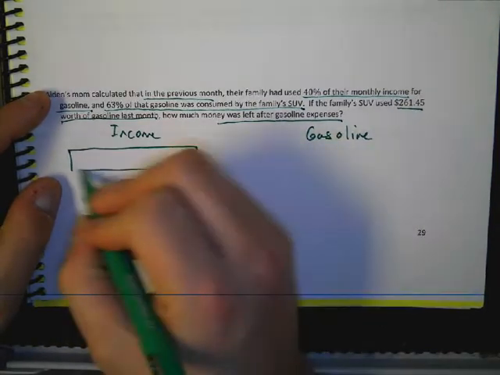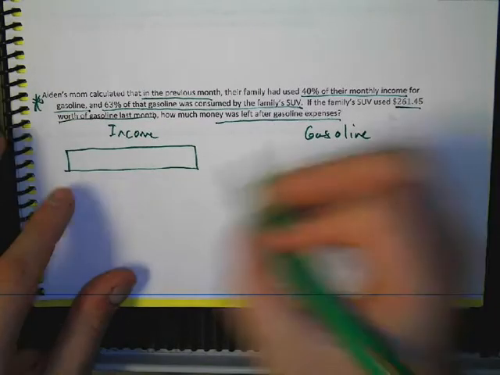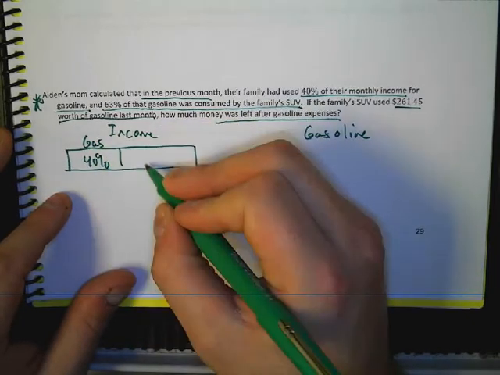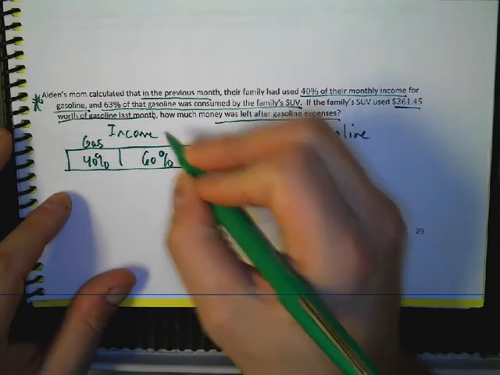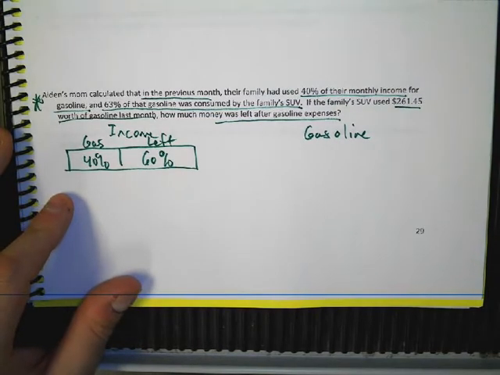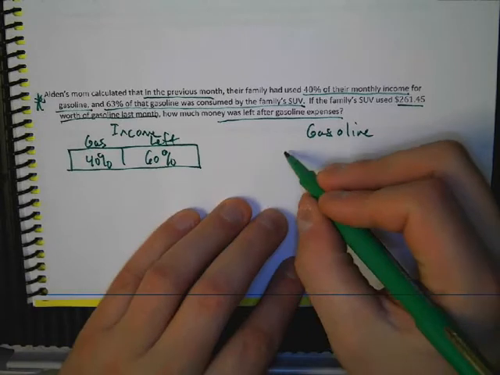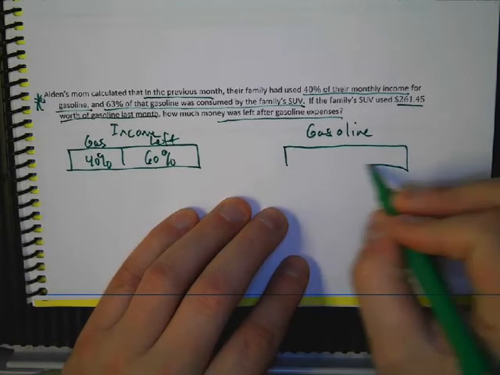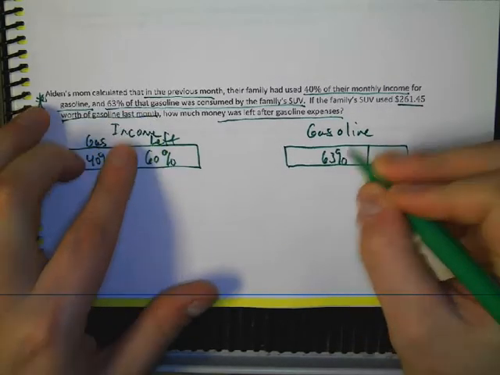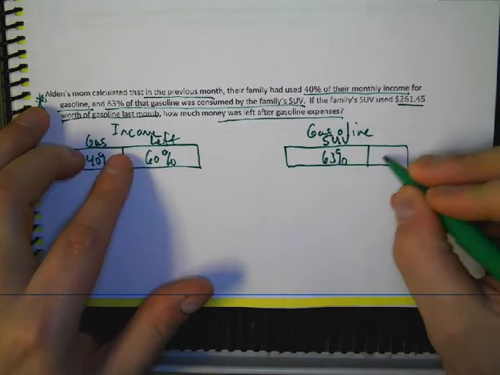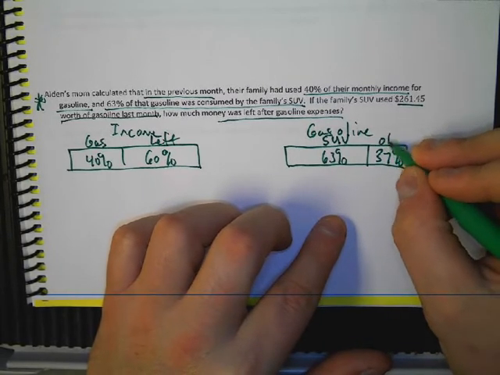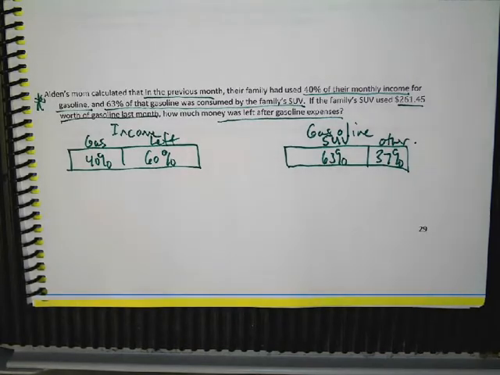In this one, 40% of the income is used for gasoline. That means 60% of this would be what's left over. All right. So watch carefully how this is going to work. Now, as far as gasoline is concerned, 63% of the gas is for the SUV. The other 37% is for the other car.